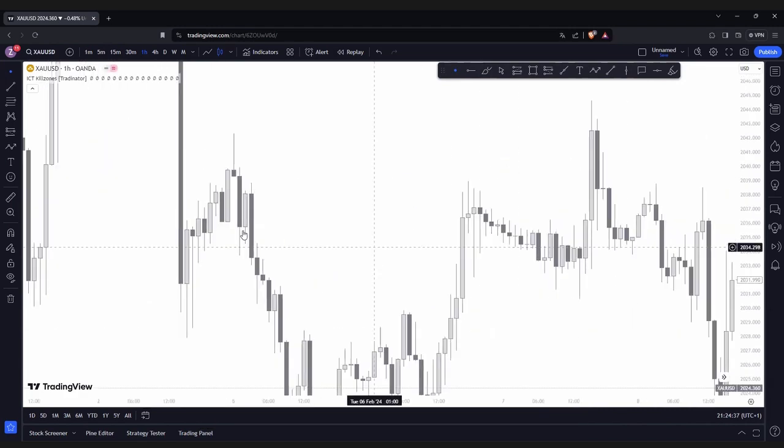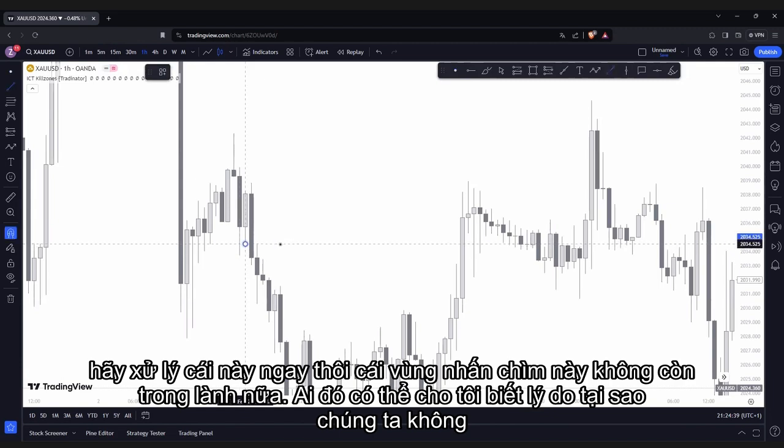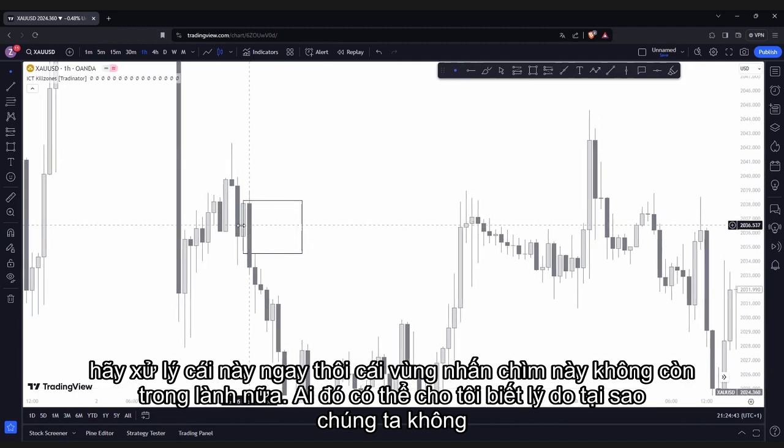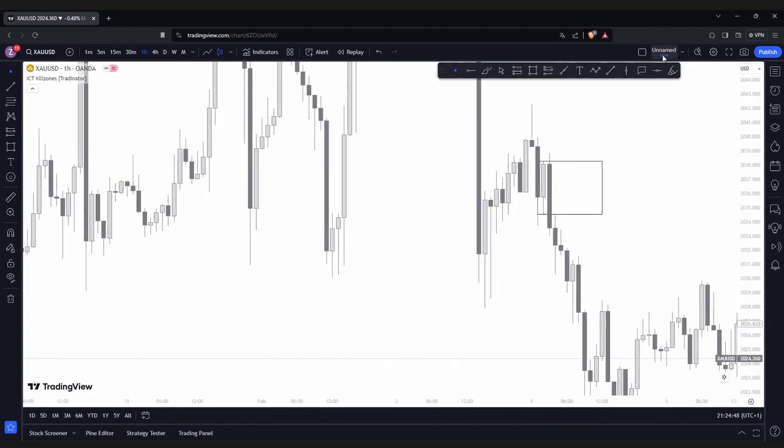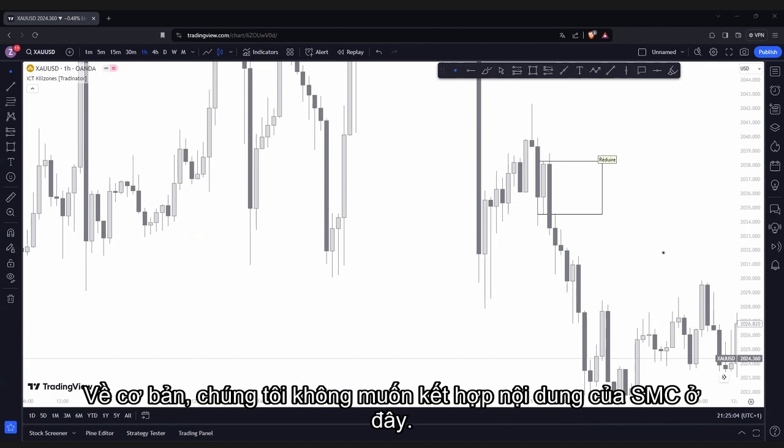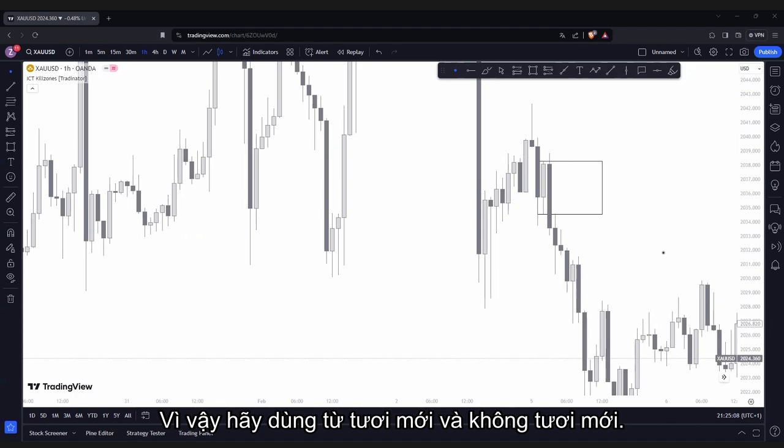So let's take this one, right? This engulf is unfresh. Can someone tell me why? We don't use the word mitigated. We don't want to basically combine SMC stuff right here. So use the word fresh and unfresh, okay?